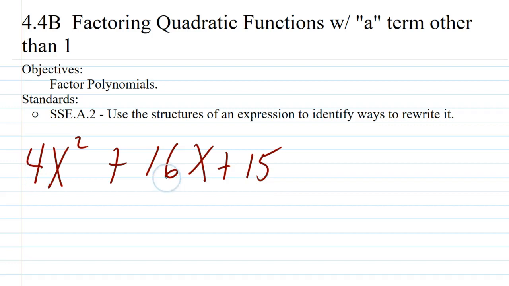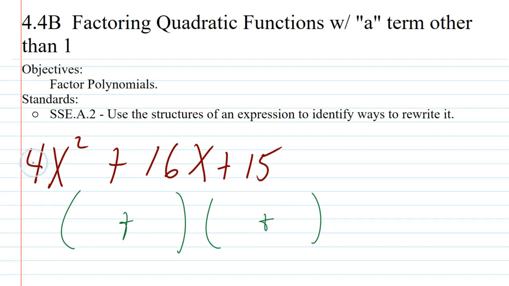I have a 4, a 16, but then a 15. So I don't have a greatest common factor. What you do next is build your house. Then you need to put the proper signs in the house. Here, everything is positive, so we know that everything in the house will be positive.